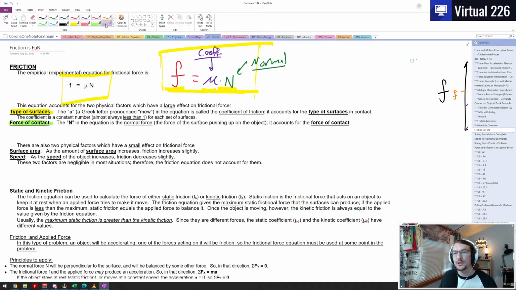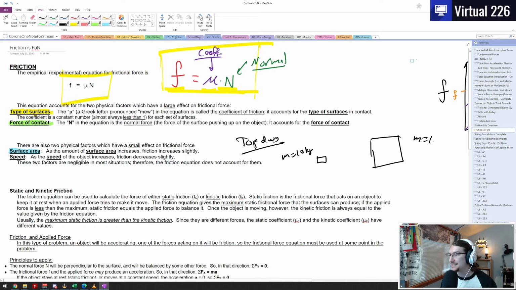When we were brainstorming, we thought of a few other things that could influence friction, and there are a few that do, but by a very small amount, so we actually don't care about them. One of them is the surface area. If you had two boxes, and let's look at them from a top-down view, one box is rather small and has a mass of, let's say, 10 kilograms. And then there's another box, much larger. Its mass is still 10 kilograms, but it has a much larger area.